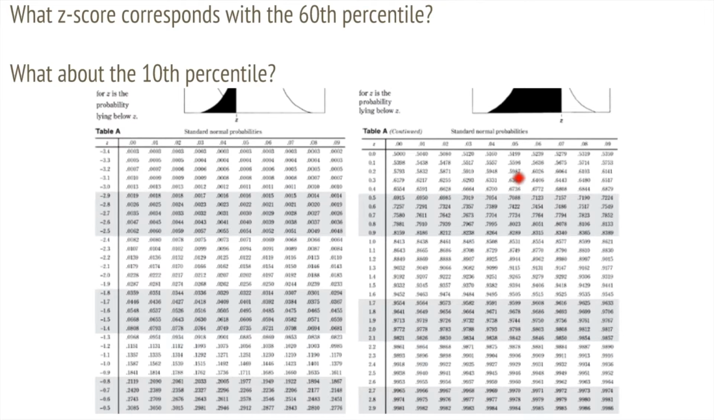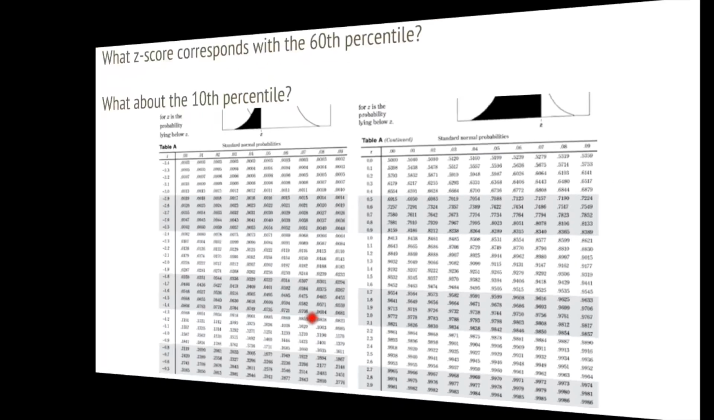If I wanted the 10th percentile, I would come over here to this side of the graph and find 0.1000, as close as I can get to it. We can get really close to it right there. It's 0.1003. That's pretty close. So that z-score would then be negative 1.28. So that is how I find a z-score from a percentile or from a percent.